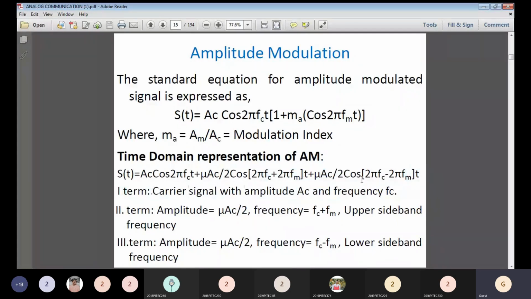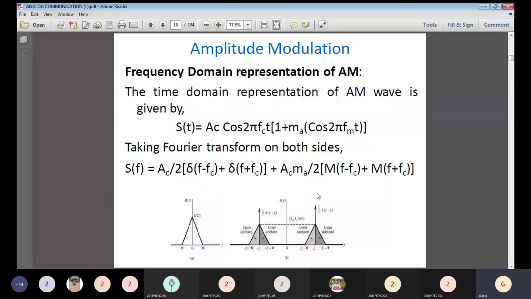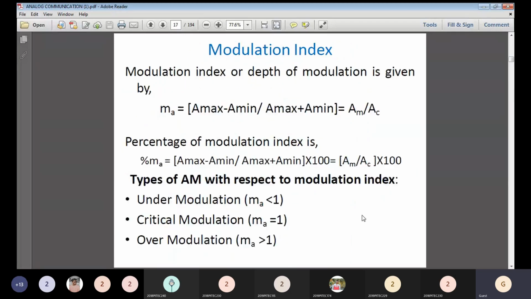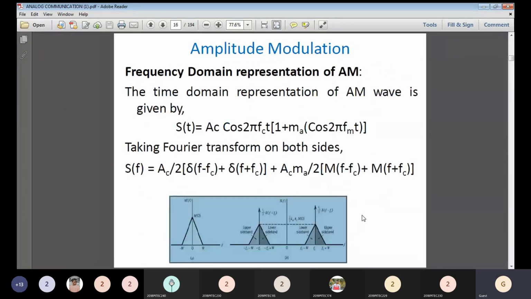The third frequency is Fc minus Fm. So here we are drawing the diagram. This is the diagrammatic representation of that. Here the center Fc term is there. Next, both the sides. Fc term is there. Next, Fc plus Fm term is there. Fc minus Fm term is there. So here we have three frequency terms: Fc, Fc plus Fm, Fc minus Fm.